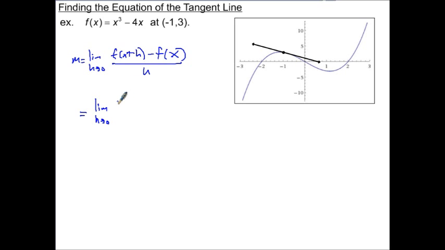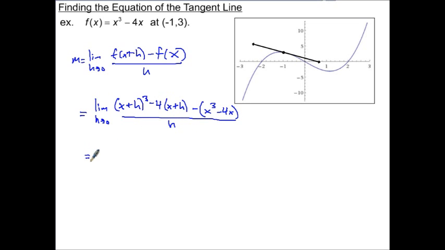Well, that's going to be x plus h quantity cubed minus 4 times x plus h. Okay, so that's just the first half of this thing. Now we've got a minus the original, minus f of x. So that's x to the third minus 4x, and that's all living on top of that h.